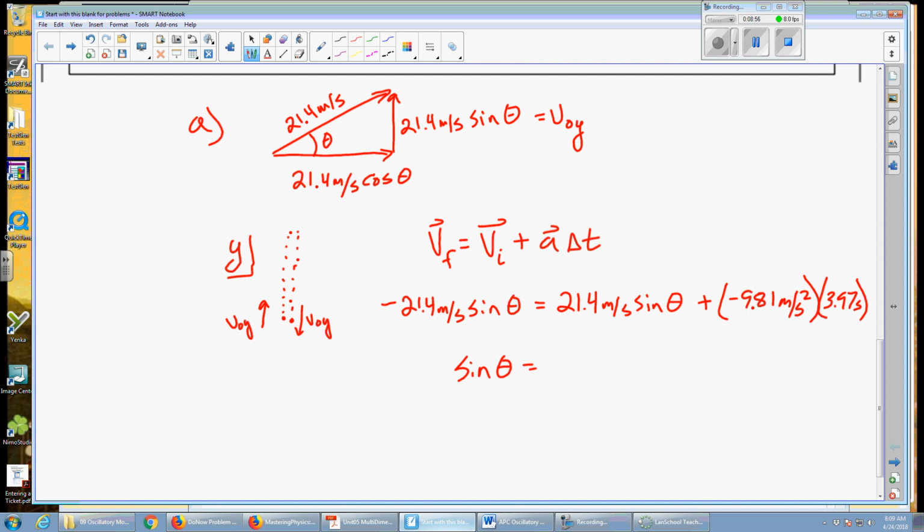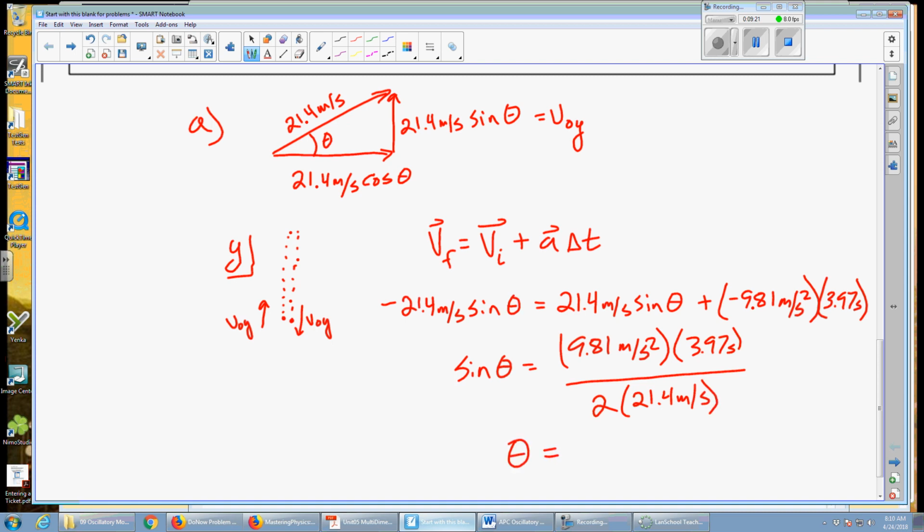Sine of theta equals 9.81 meters per second squared times 3.97 seconds over 2 times 21.4 meters per second. And I get theta. Now, one thing you want to be careful on your calculator is make sure you are in degrees. And sometimes you'd be in radians from doing math.